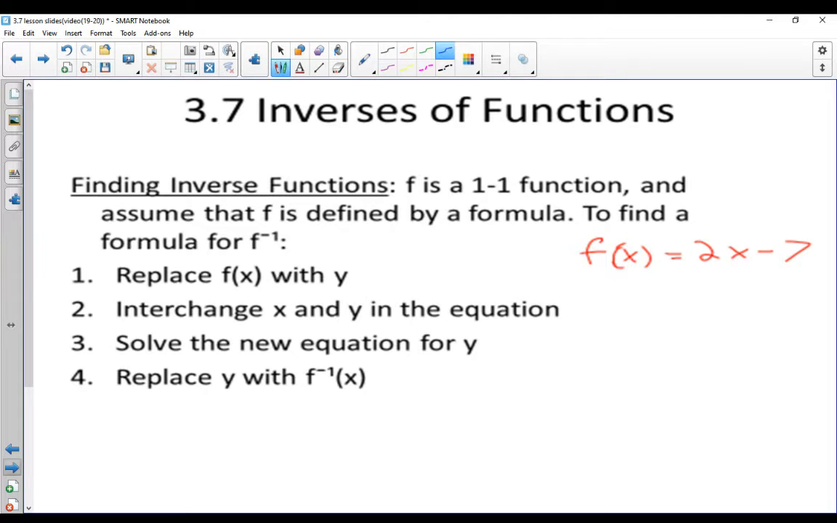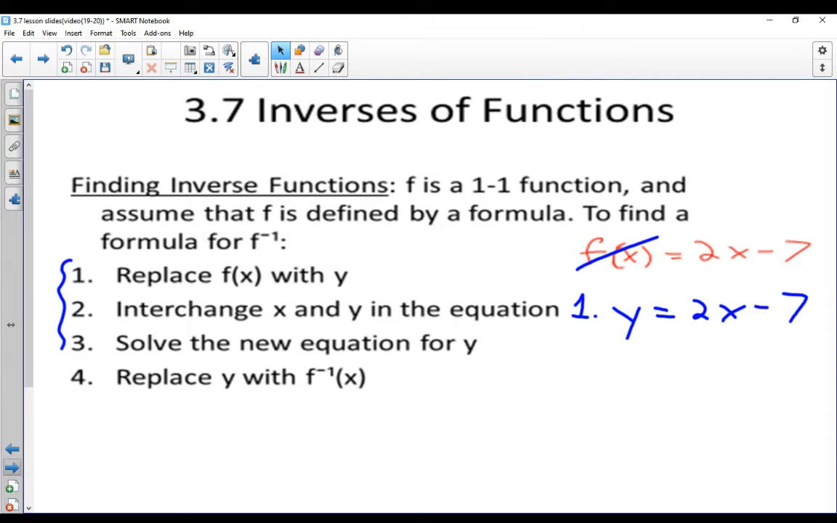So let's go through the first 3 steps, because those are the most important. The first step is you're going to take f of x and replace it with y. So over here, I'll take the f of x, get rid of it, and replace it with y. There you go. That's step 1. Easy.